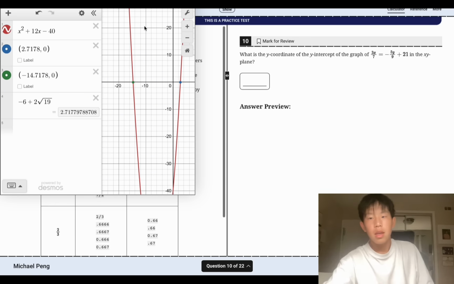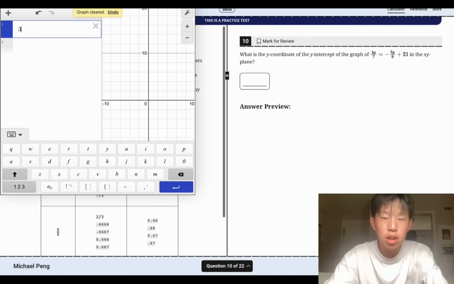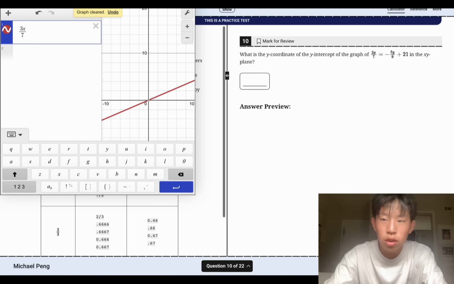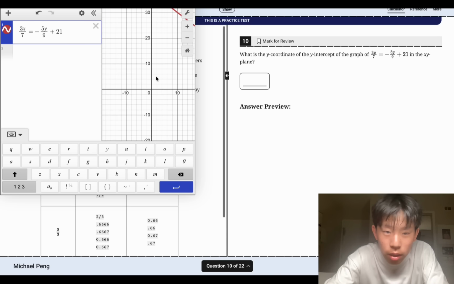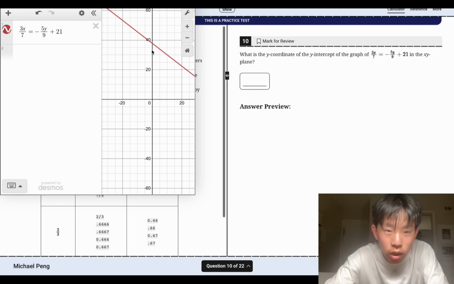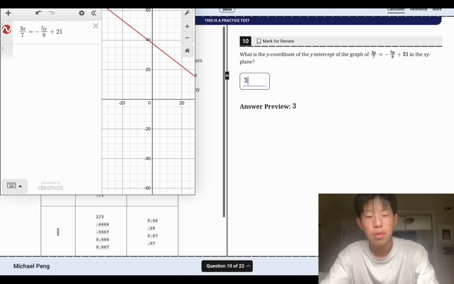Okay? Next question. So now we're just going to type in the function 3x over 7 equals negative 5y over 9 plus 21. And now it's asking what's the y-intercept. So the y-intercept is when it touches the y-axis. So it's 37.8 as you see here.